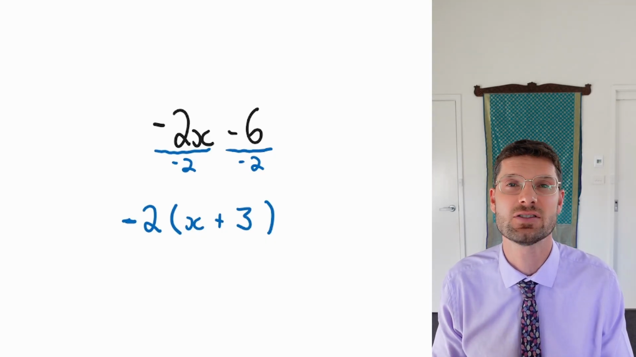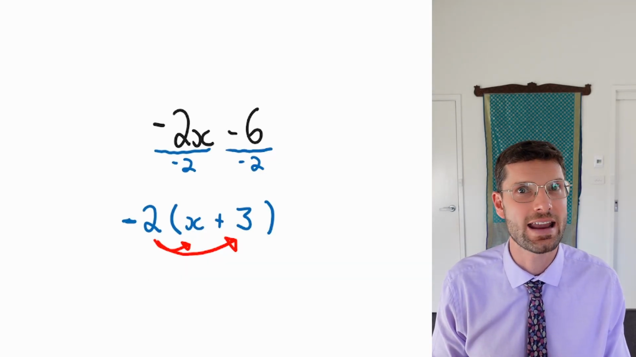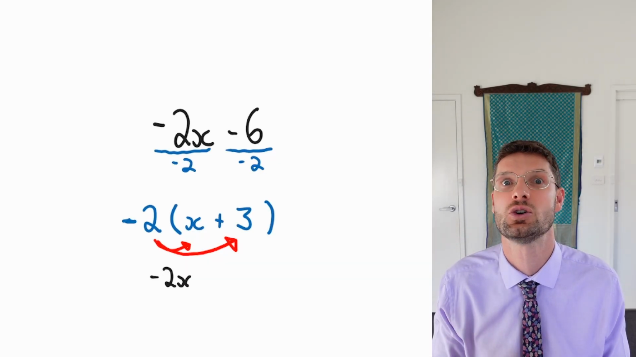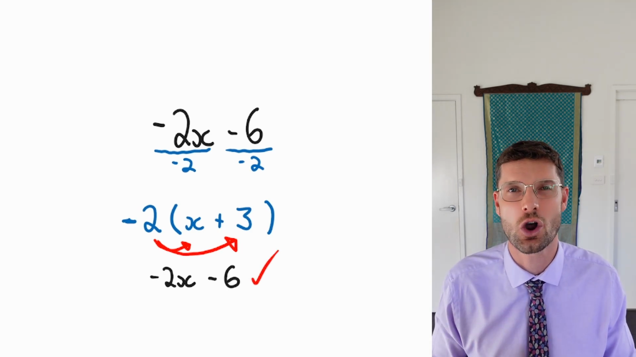Anytime we do have these negatives, I would highly recommend doing the expansion afterwards just to make sure you got it right. Negative 2 times positive x, negative 2x, negative 2 times plus 3 is equal to negative 6, so you know you got it right.